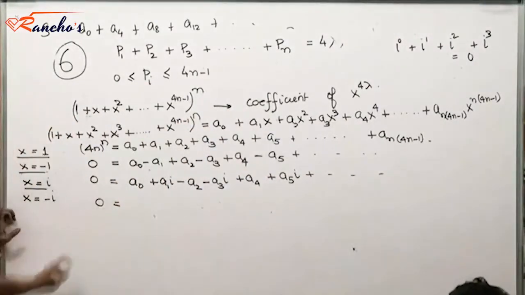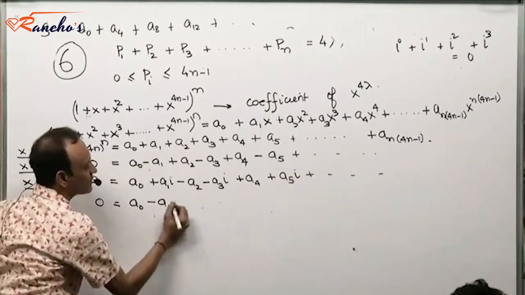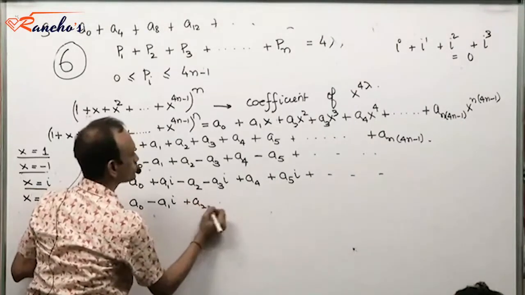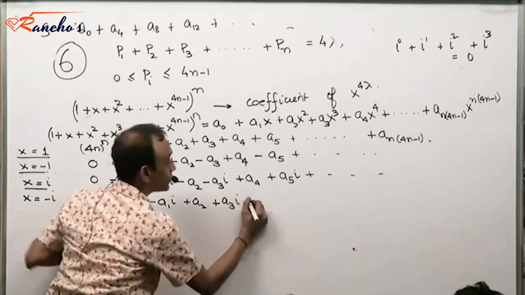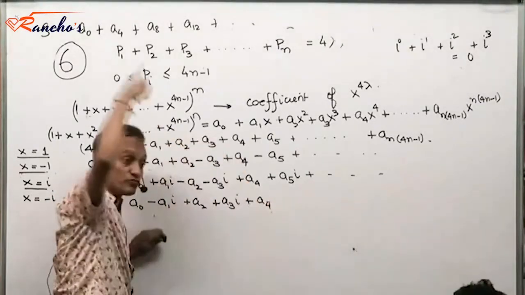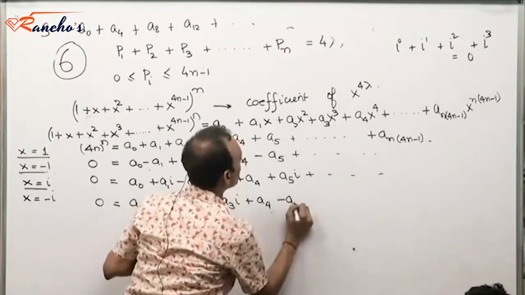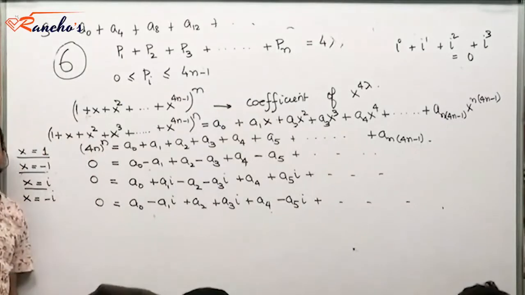And then I have a0 minus a1 i plus a2 plus a3 i plus a4, since (minus i) to the power 4 would be 1, right? Minus a5 i and so on and so forth. Yes or no?